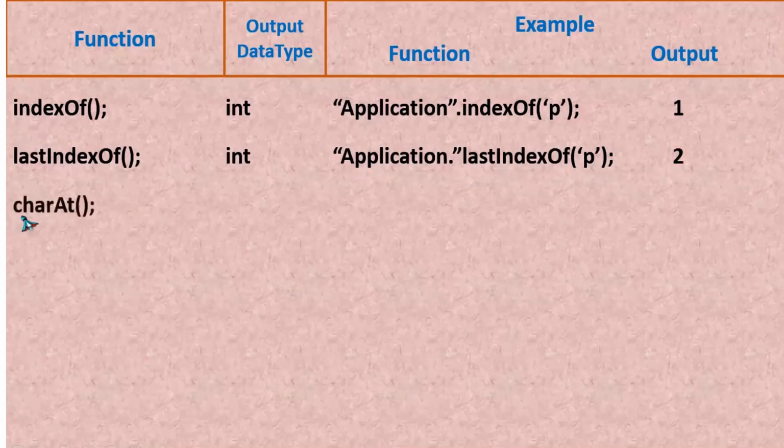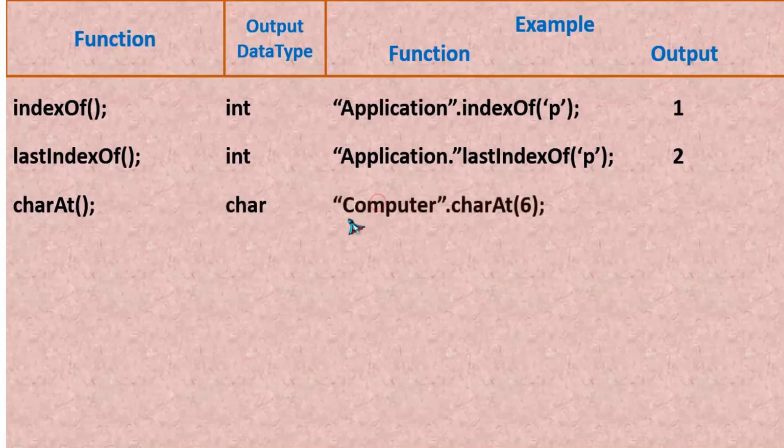Next we have charAt. We will give the index number. Output is going to be character type. For example, I have "computer".charAt(6). The index we give is inside the brackets here. So it will take the character at index 6. So 0, 1, 2, 3, 4, 5, 6. So E is going to be the output.